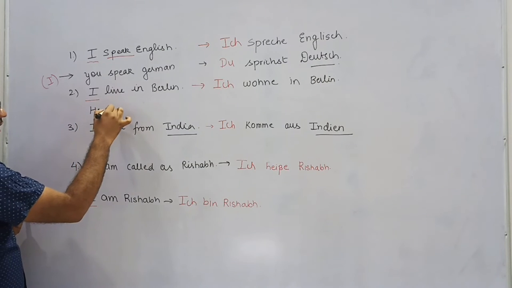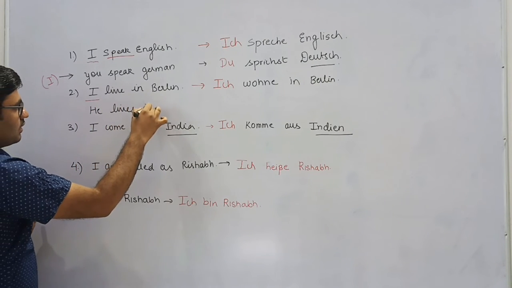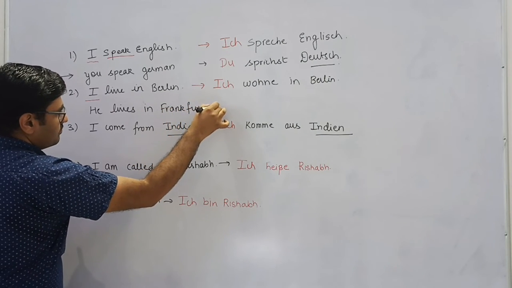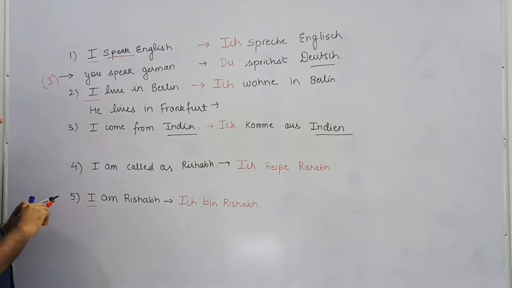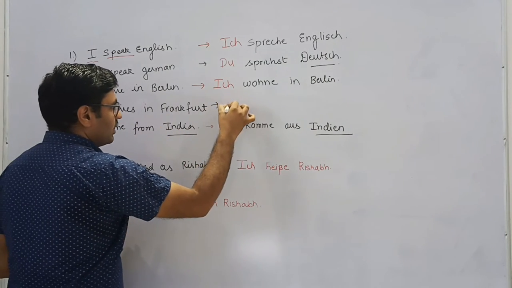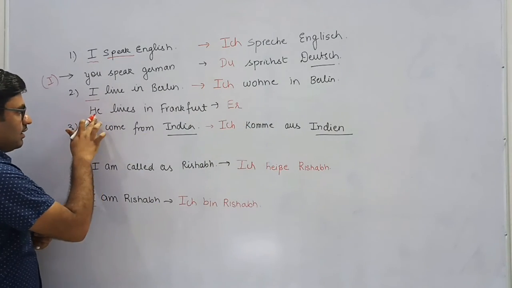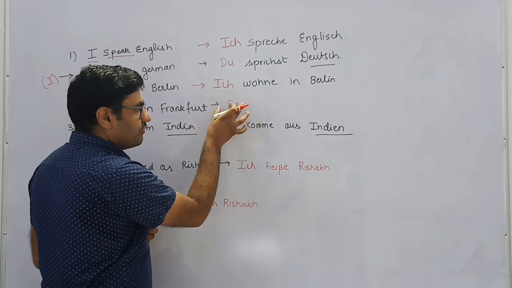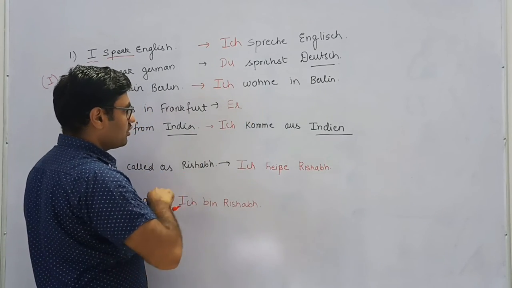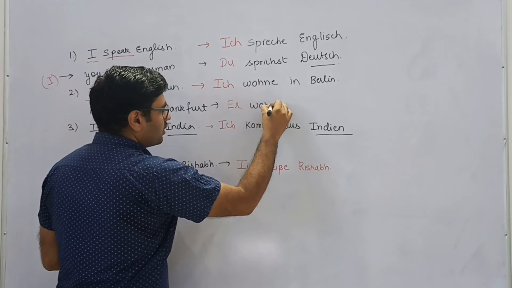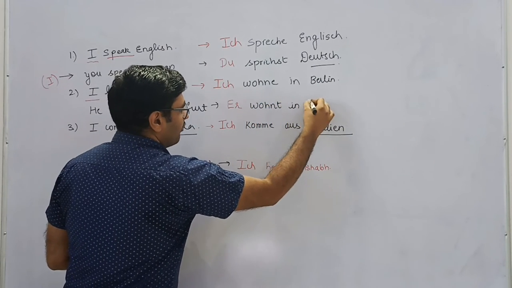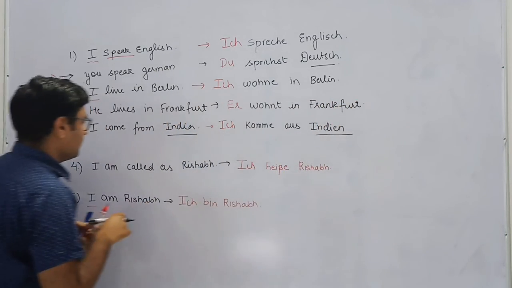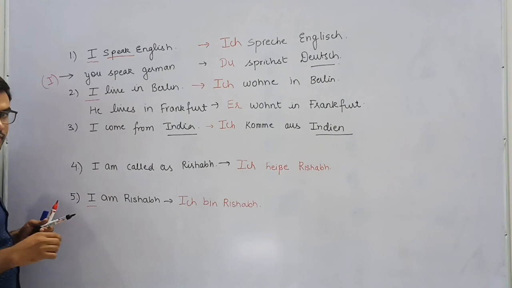I'll say he lives in Frankfurt. So what I'll say? He, for he, the word is er, and lives means wohnen. And wohnen is to be conjugated with respect to this word er. So what will be the conjugation? Er wohnt in Frankfurt. Er wohnt in Frankfurt.